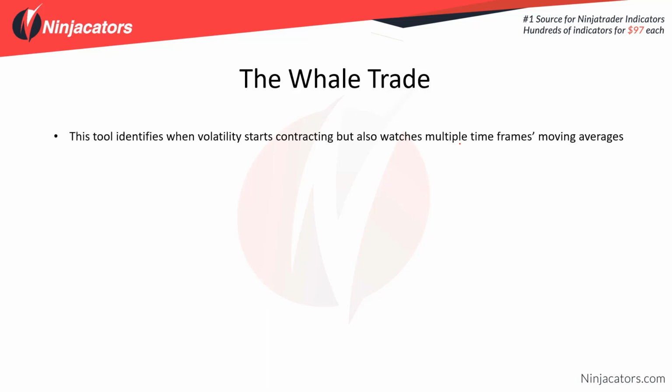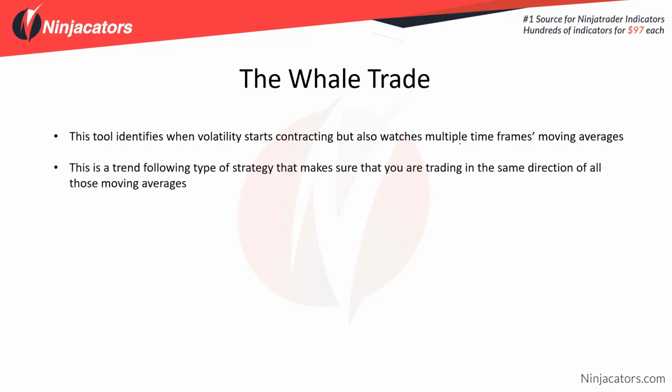Now, this tool identifies when volatility starts contracting, but also watches multiple time frames moving average. So it follows that this is a trend following type of strategy that makes sure that you're trading in the same direction of all those moving averages. So again, we are looking at time frame moving averages from 15 minutes all the way through to daily, and combining all of those to make sure that you're trading in the correct direction, that you're following the trend. And you're not just following the trend, you're looking for little contractions within that trend, and you're going to be looking for the conditions for a breakout.